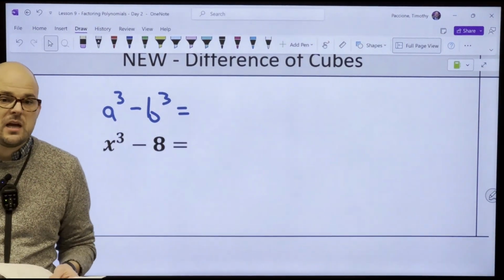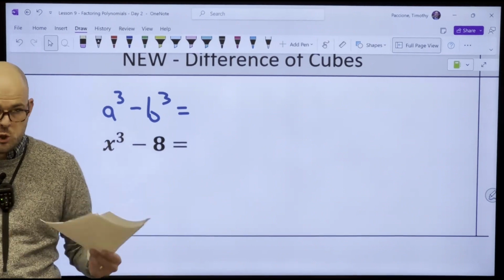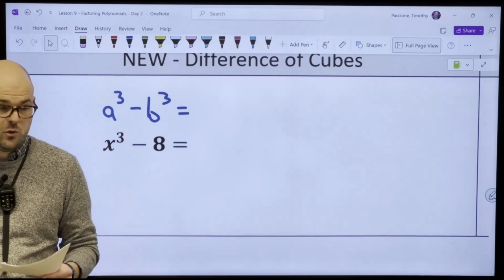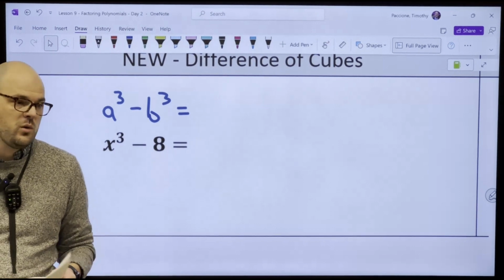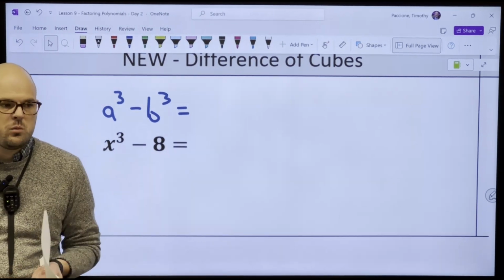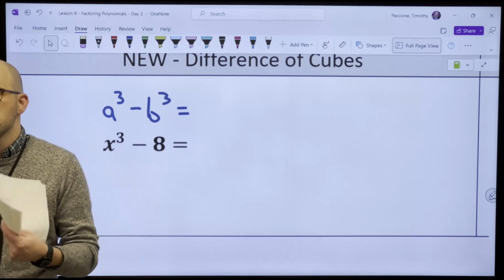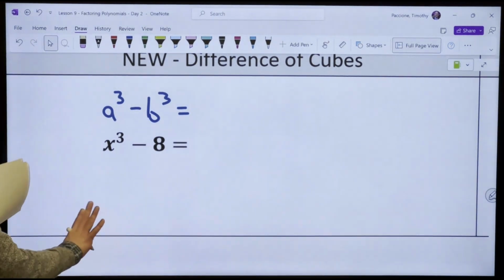Before I begin, I will say you don't need to memorize your cubes now. There's a list at the bottom of your notes here. Use that list to help you. I'll give you one on a test. That's not what I'm assessing yet. Eventually I would want you to know them, but right now I'm going to give them to you.